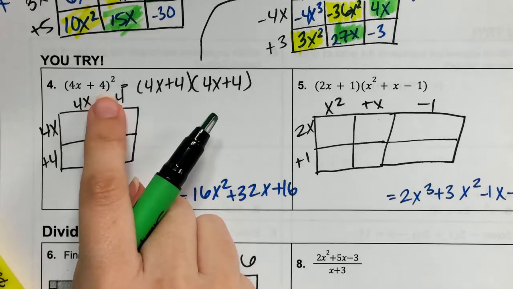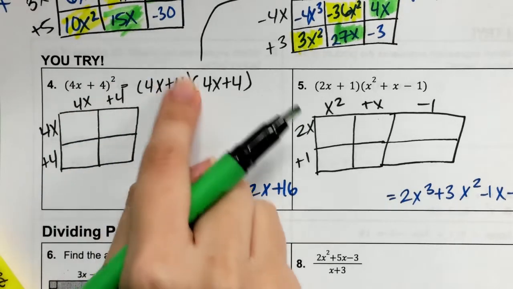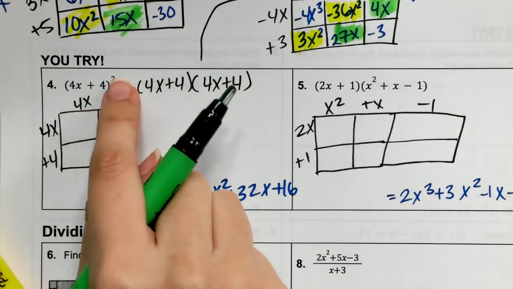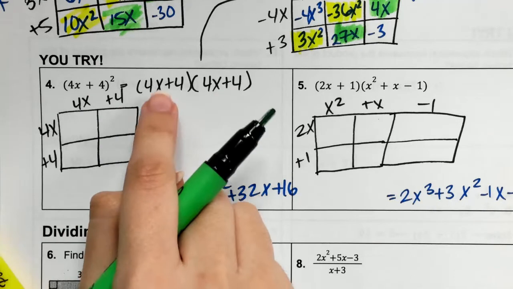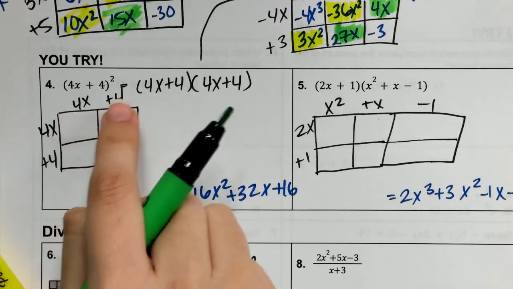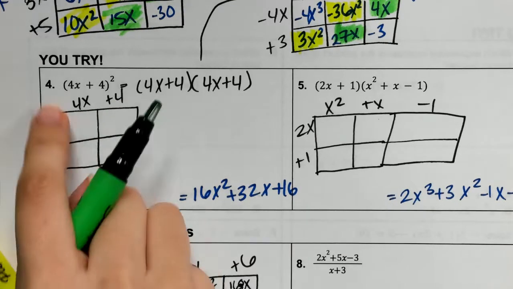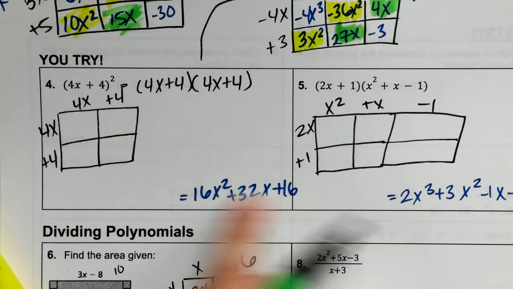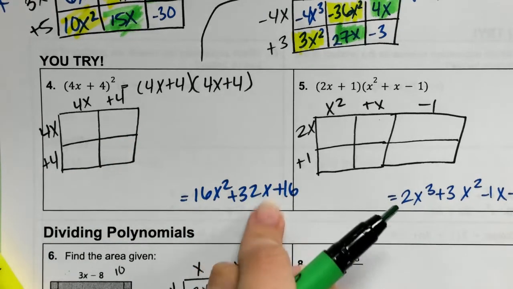Remember from last time, whenever you have a binomial squared, that just means multiply it by itself. So this means 4x plus 4 times itself, 4x plus 4. This is two terms, two terms. This is our square box method, where we have 4x plus 4, 4x plus 4. Here's what answer you should get, so try it on your own. See if you can get this, keeping in mind that your diagonals are going to end up adding to 32.